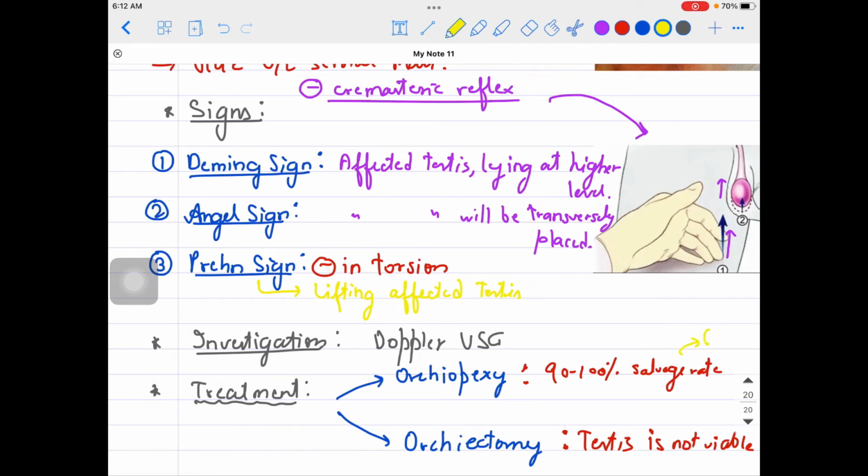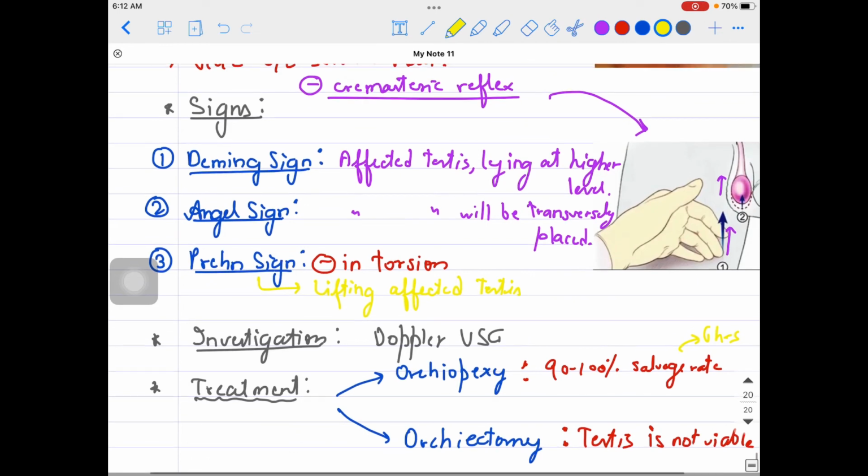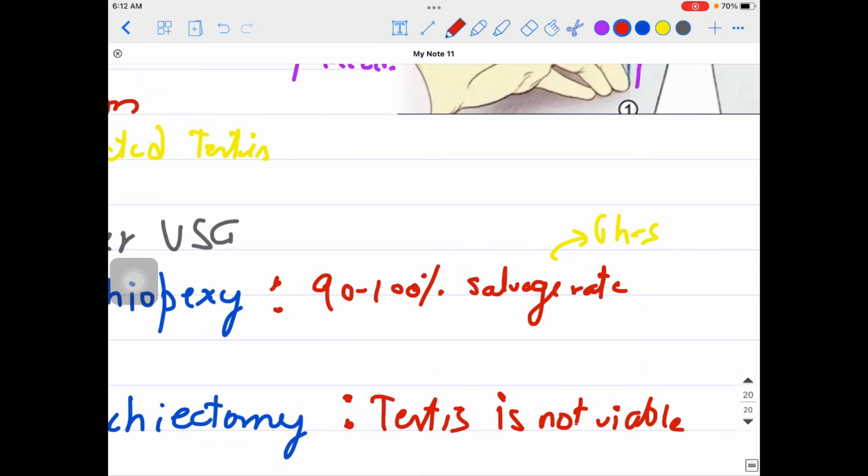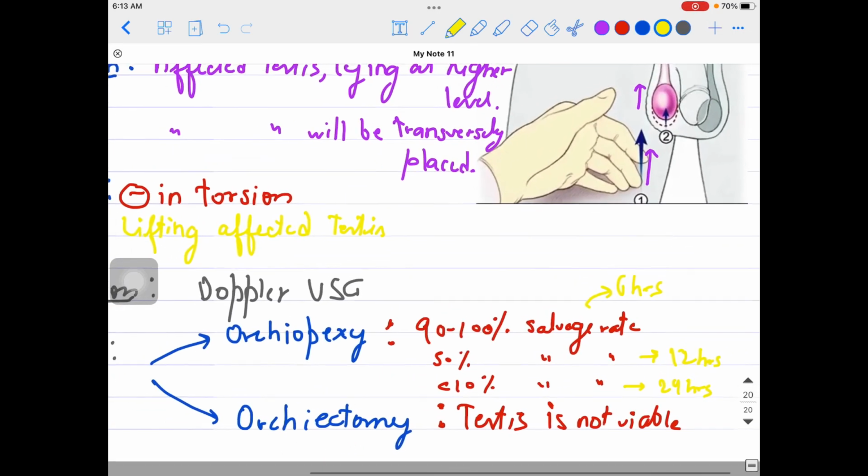If the exploration happens within 6 hours, salvage is very high. About a 50% salvage rate is there if the person reaches us within about 12 hours. Less than 10% salvage rate is there if the person comes for surgery after 24 hours, let's say. After 48 hours or so, the testis will probably be necrotized due to the affected blood supply, due to the ischemia, and orchiectomy needs to be done in those cases.